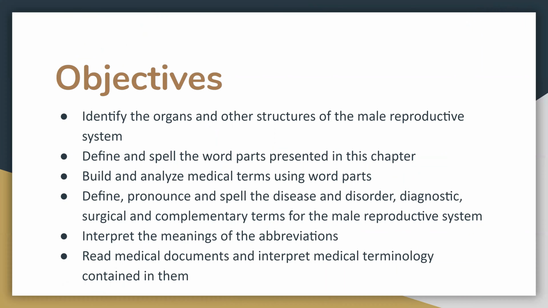The objectives of this presentation are to identify the organs and other structures of the male reproductive system, define and spell the word parts presented in this chapter, build and analyze medical terms using word parts, define, pronounce, and spell the disease and disorder, diagnostic, surgical, and complementary terms for the male reproductive system, interpret the meanings of the abbreviations, and read medical documents and interpret medical terminology contained in them.